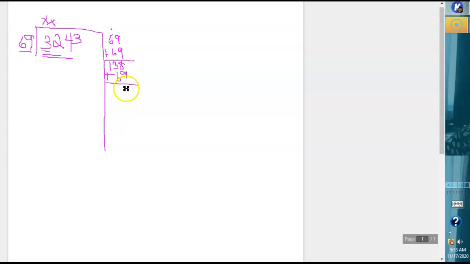9 plus 8 is 17. Carry 1. 1 plus 3 is 4 plus 6 is 10. So 0. Carry 1. And 1 plus 1 is 2. So we have now 207. So if you compare, this is 207 and that is 324. So let's try to add 69 again.